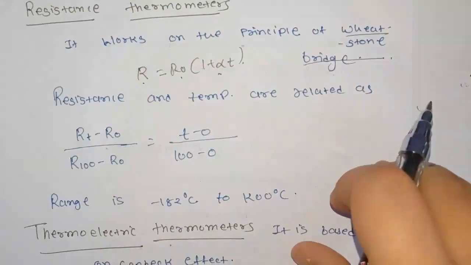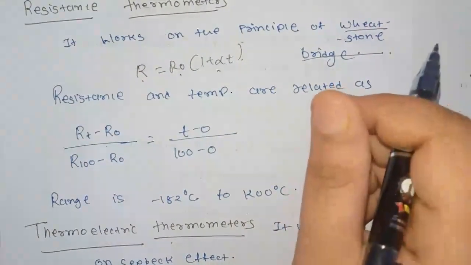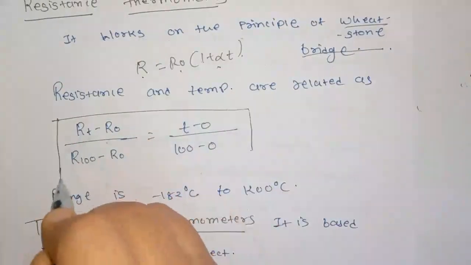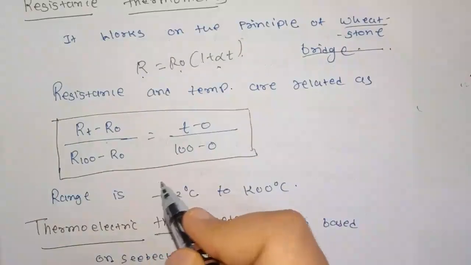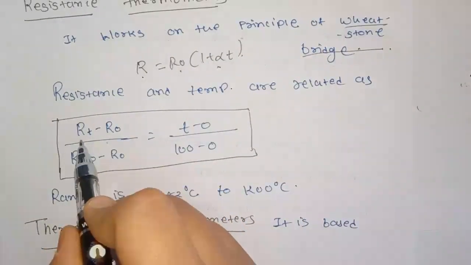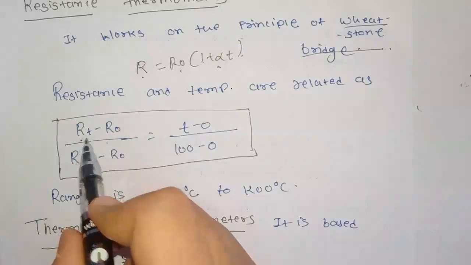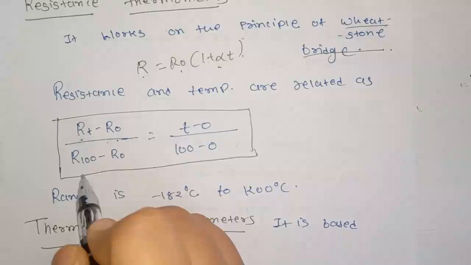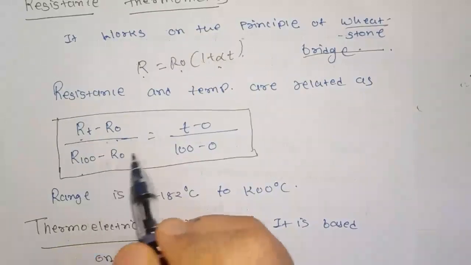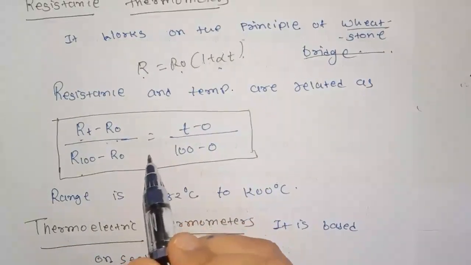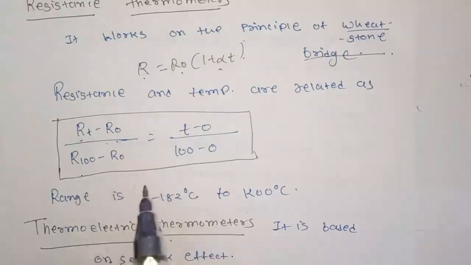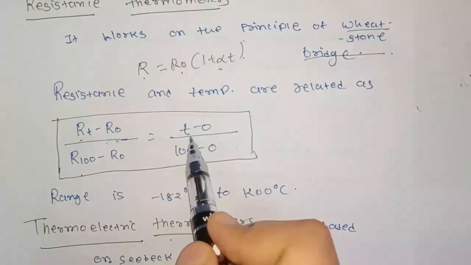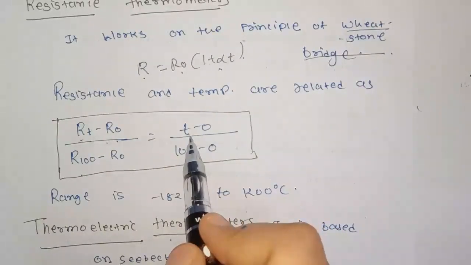Now how can we measure the temperature using the resistance thermometer? The equation is (RT minus R naught) divided by (R100 minus R naught). RT is the resistance at temperature T. R naught is the resistance at 0 degree Celsius. R100 is the resistance at 100 degree Celsius. So by using this formula, we can find the temperature. Here the temperature T is in degree Celsius scale.